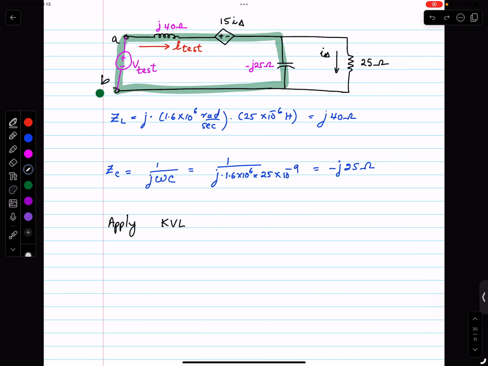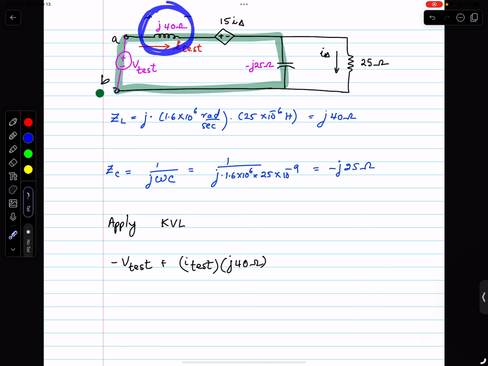KVL applies in steady state analysis as well. So I start with negative V test, and then there is a voltage drop of I test times J40 ohms. That's the voltage dropped in this component. Then there is this component which is plus 15 I delta. That's the voltage dropped here.